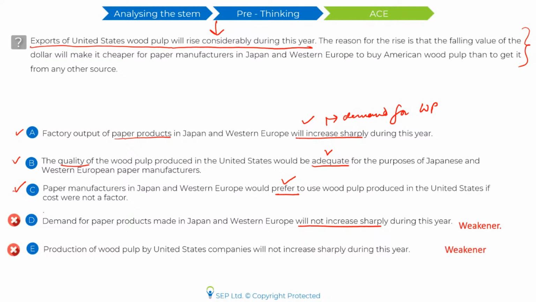So out of A, B, and C, please tell me which of these three is necessary for this conclusion. Go ahead. All of you, I'll wait for your answer. What is necessary? You imagine you're a Japanese paper manufacturer, you're buying from US. Is your preference necessary? Is your sufficient quality necessary? Or does the demand have to increase sharply? I mean, with a slight increase in demand also, you might be able to purchase from US, right? So what is most important?